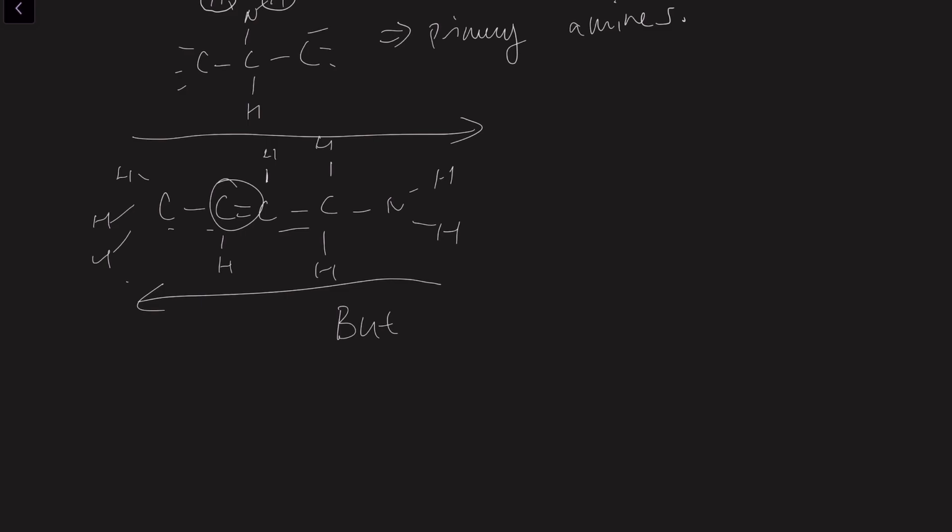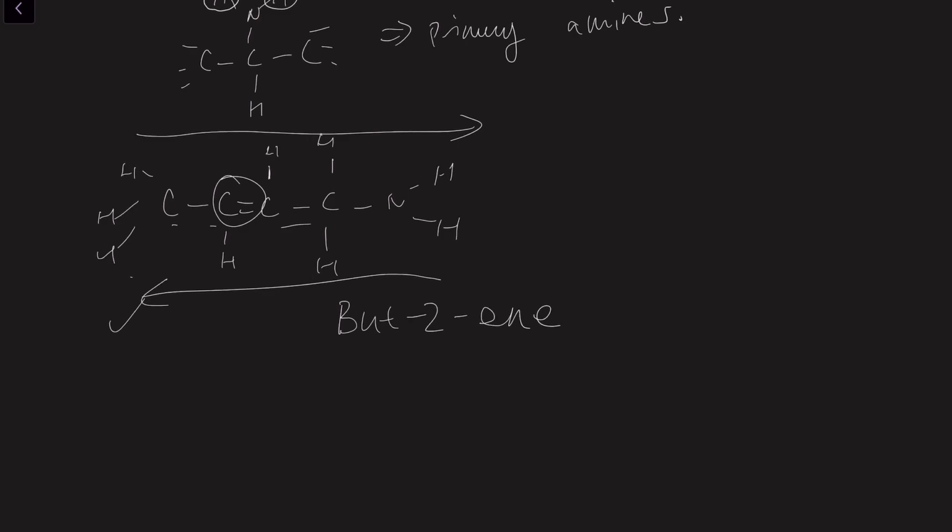So the goal is to minimize the total number in your naming. If you name from left to right, the amine group or the amino group is on carbon number 4. But if you name from right to left, it's on carbon number 1. So it is more efficient to name from right to left. That's why we choose this direction. So but-2-ene. This is how we name butene with a double bond.